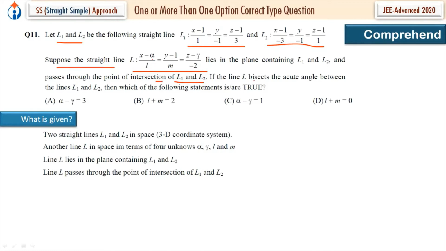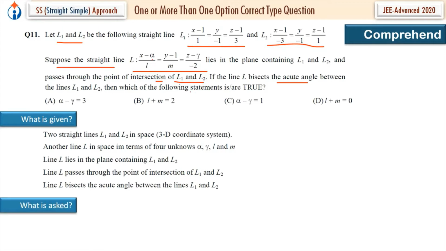If the line L bisects the acute angle between the lines L1 and L2, so line L bisects the acute angle between the lines L1 and L2. That is given. What is asked? Which of the following statement is true or false? So they are asking about the true. And options are relation between alpha and gamma and L and M.